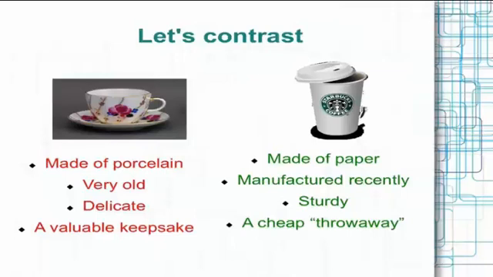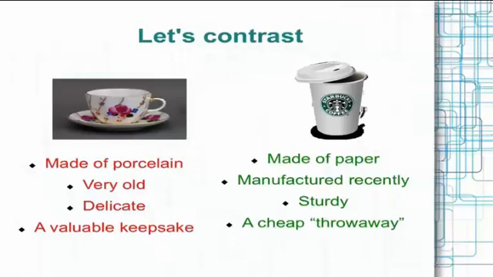The Starbucks cup, on the other hand, it's made of paper. It was probably manufactured very recently. It's sturdy. If you drop it, it won't break, and it's sturdy enough to hold hot liquids, even though it's made of paper. But it's a cheap throwaway. Nobody would take a paper Starbucks cup and hand it down as some sort of family keepsake. So these are ways in which these two objects are different.